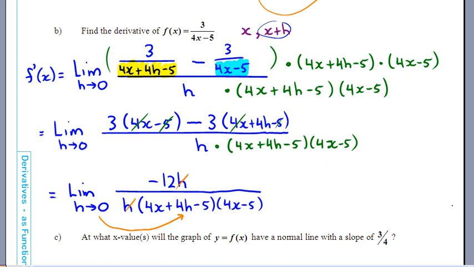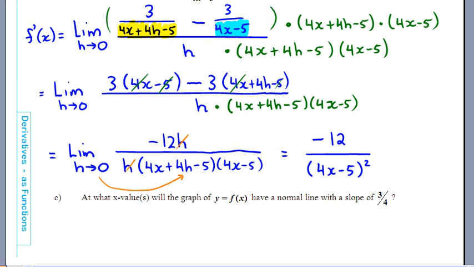So my final answer for this is going to be negative 12 sitting on top of, let's make that look a little cleaner here, negative 12 sitting on top of a 4x minus 5 squared. Now when I said it doesn't have any issues when h is near 0, yeah, as long as the x value is such that we're not going to create 0 with this 4x minus 5. So this thing does have issues at 5/4. So does the original graph though, so that's not a problem.